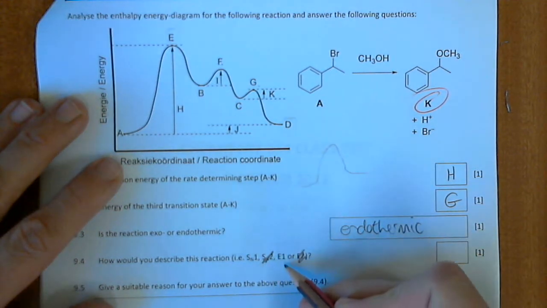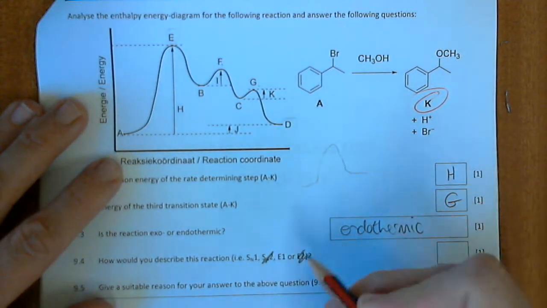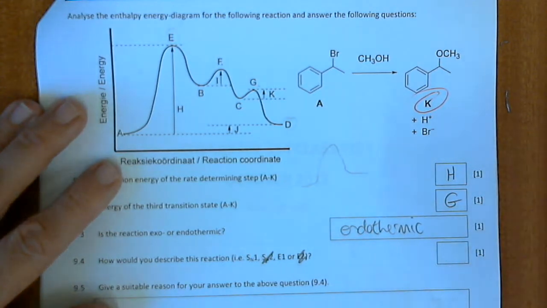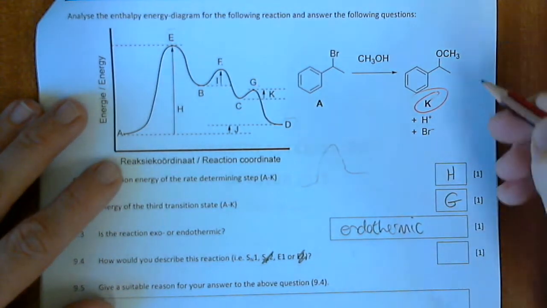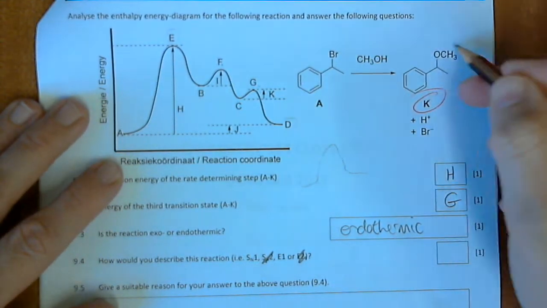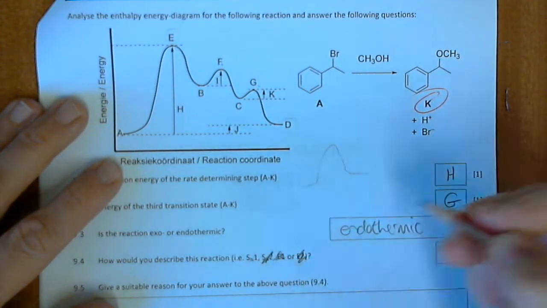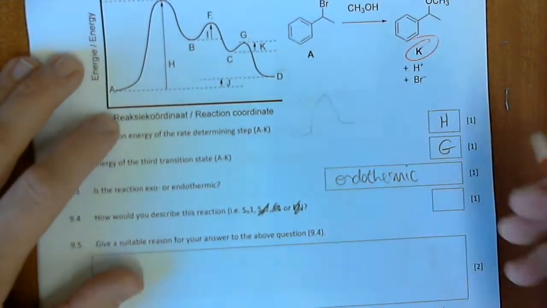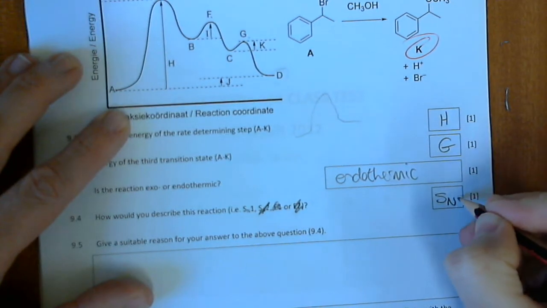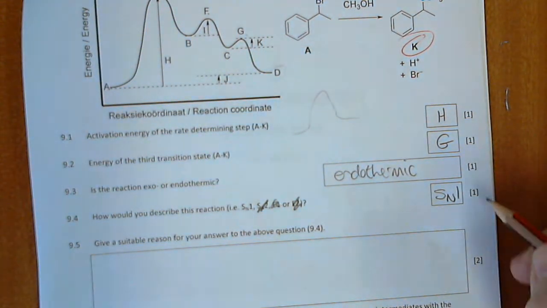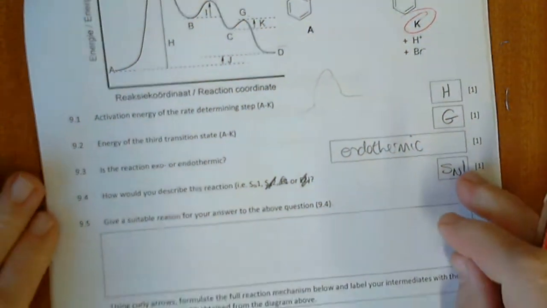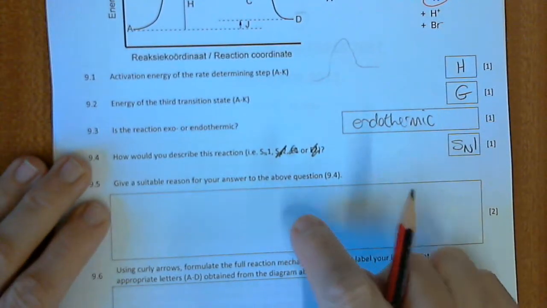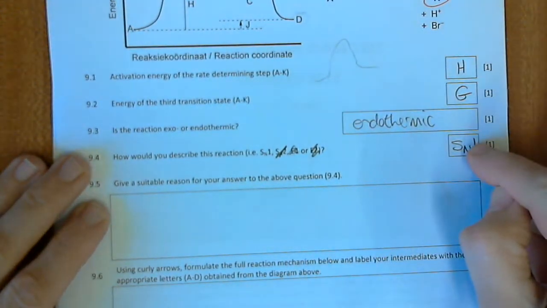Now, is it SN1 or E1? Well, this should also be very easy because E1 is elimination. Elimination gives us double bonds. And I don't see a double bond in the product over there. So it cannot be an E1. It must be an SN1 reaction. The thing is, I wanted to check that you weren't guessing this, and that's why I asked you to give a suitable reason for the answer to this.